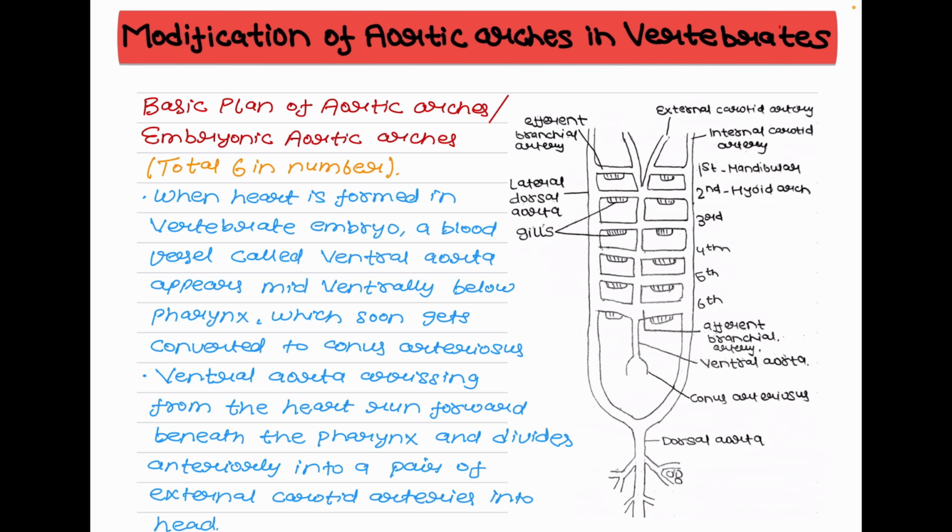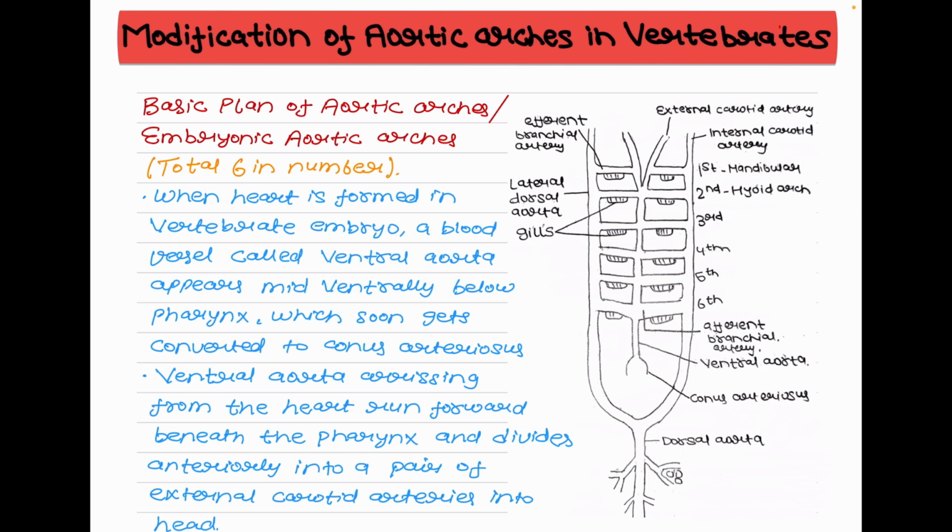Lateral dorsal aorta. These are segments of the dorsal aorta that receive blood from aortic arches and contribute to the systemic blood flow. External carotid arteries. These are the branches from the ventral aorta that supply the lower jaw and other external head structures. Internal carotid arteries. These are the extension of the dorsal aorta that carry oxygenated blood to the brain and internal part of the head.